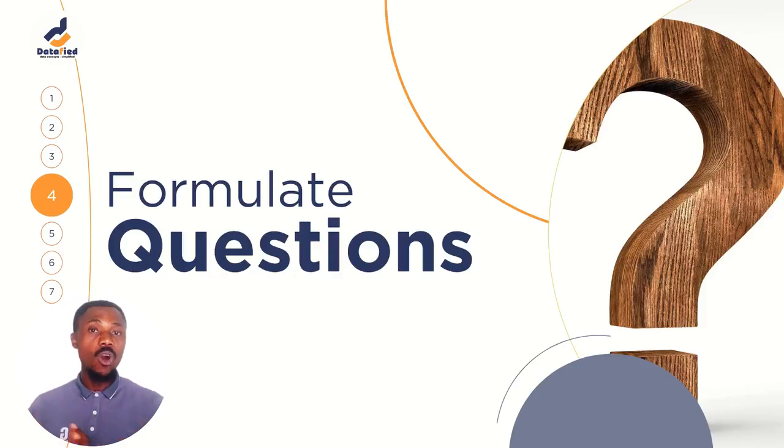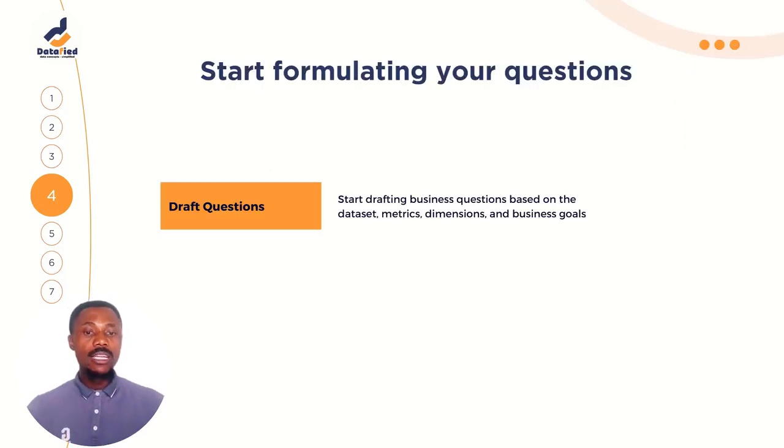So once you have settled all these other components we discussed, you can then come to the point of setting or formulating the questions. Now, you start formulating your questions by drafting the questions. So start drafting business questions based on the data sets you have studied, based on the metrics you have considered, based on the dimensions that are in the table or in the data set, and based on the business goals. You have to draft your questions based on all of these components.